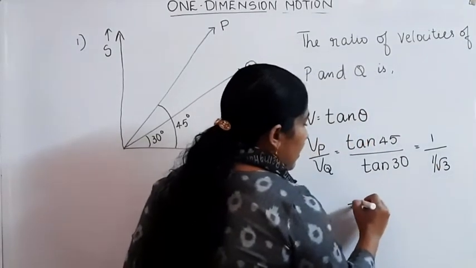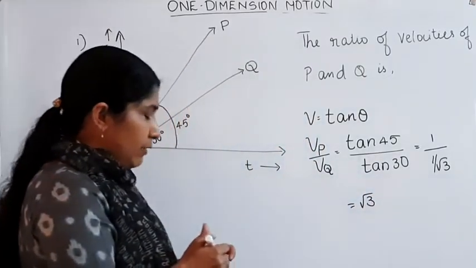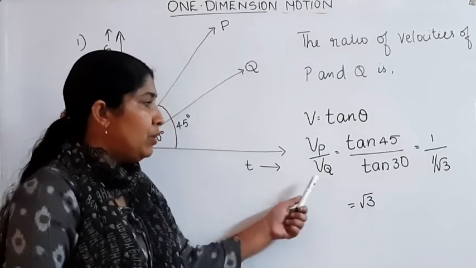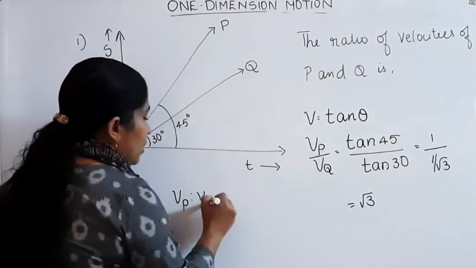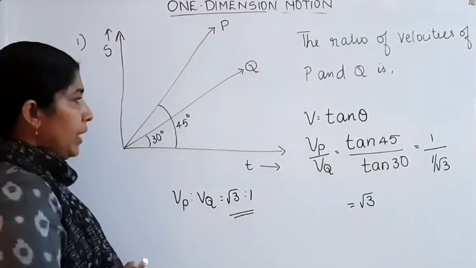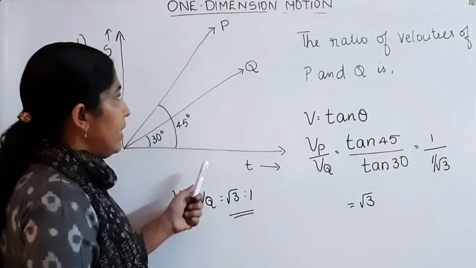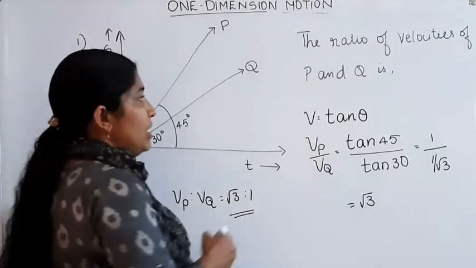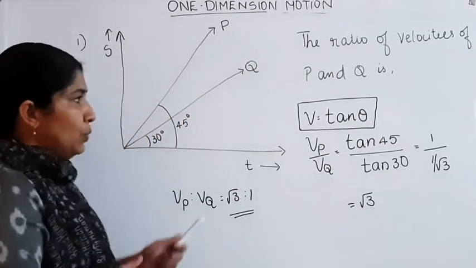On rearranging, we get the answer as root 3. Therefore, Vp by Vq is equal to root 3 by 1, or Vp is to Vq is equal to root 3 is to 1. That's the answer. The slope of the displacement-time graph gives velocity, and velocity V is equal to tan theta. This equation is very important: if the angle is given, we can find the velocity.